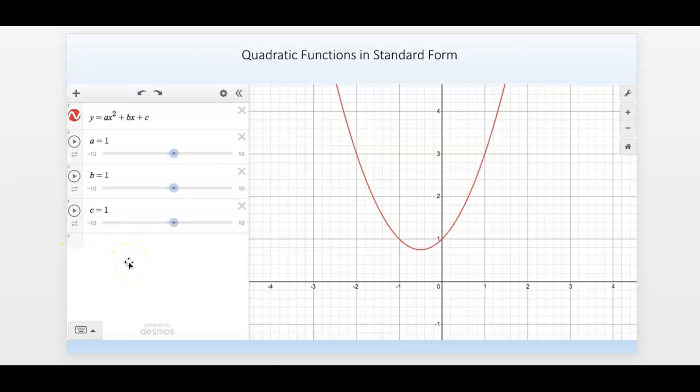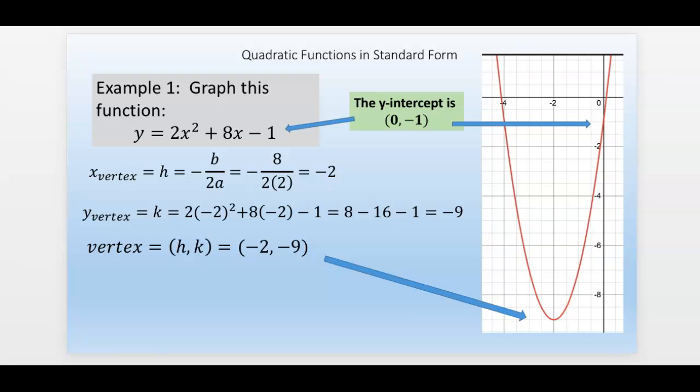Again, we can use Desmos. There is a link in our Schoology page today that can take you to something like this, and you can just put in the a, b, and c and see where the vertex is. Of course, you can calculate it. An example here: a quadratic in standard form, 2x squared plus 8x minus 1. Right away we can look at it and say negative 1 is where it crosses the y-axis. So you can plot that point right now, (0, -1).